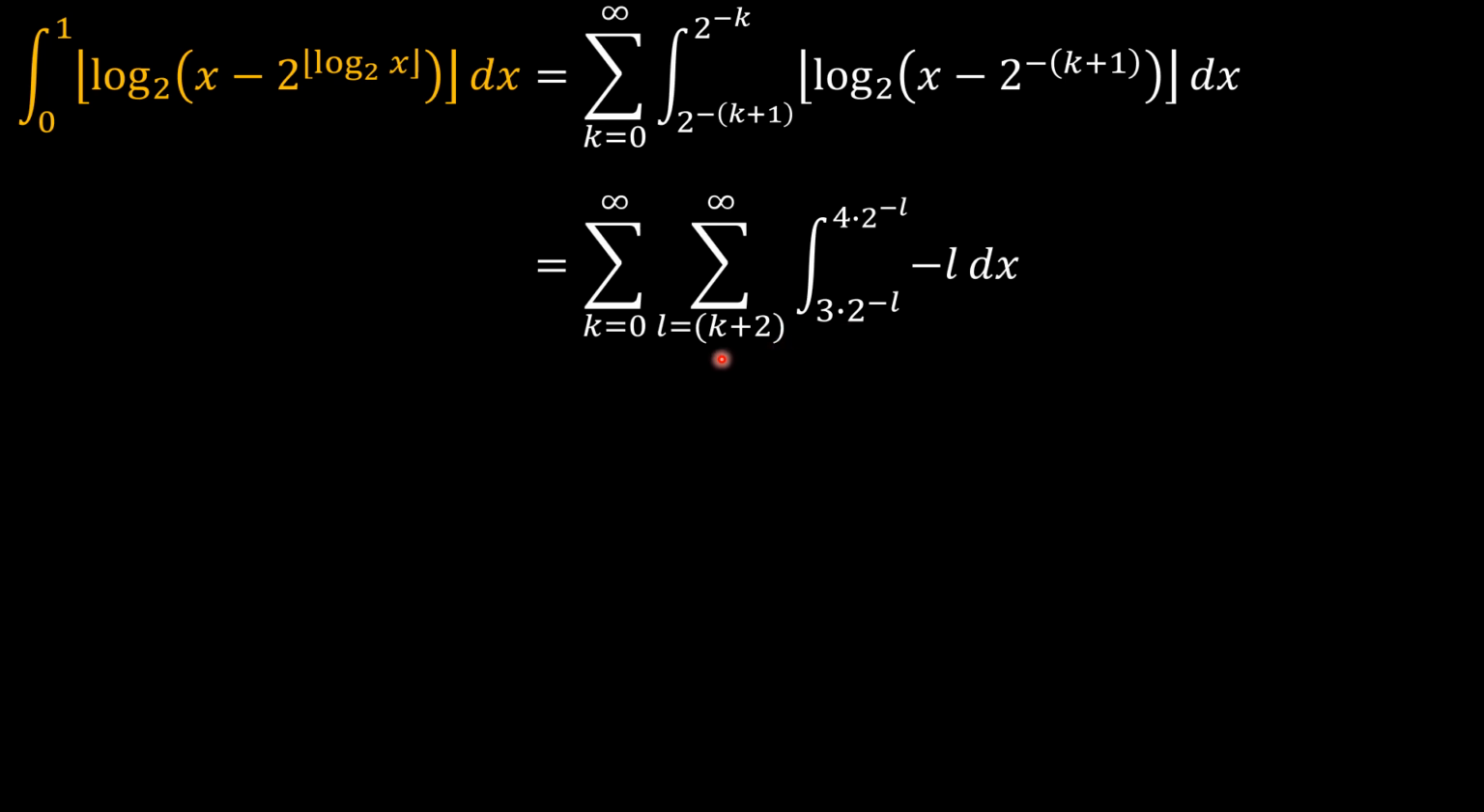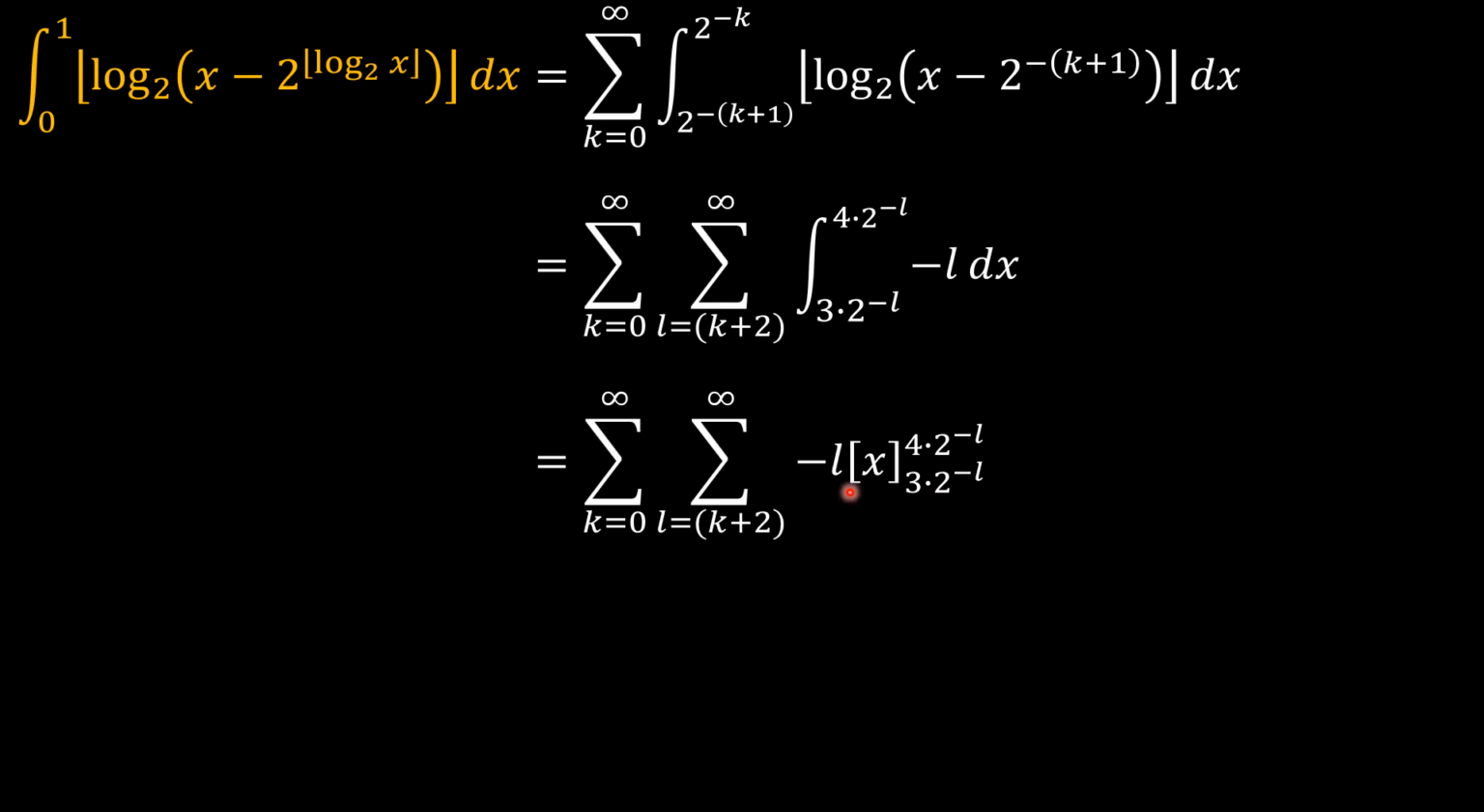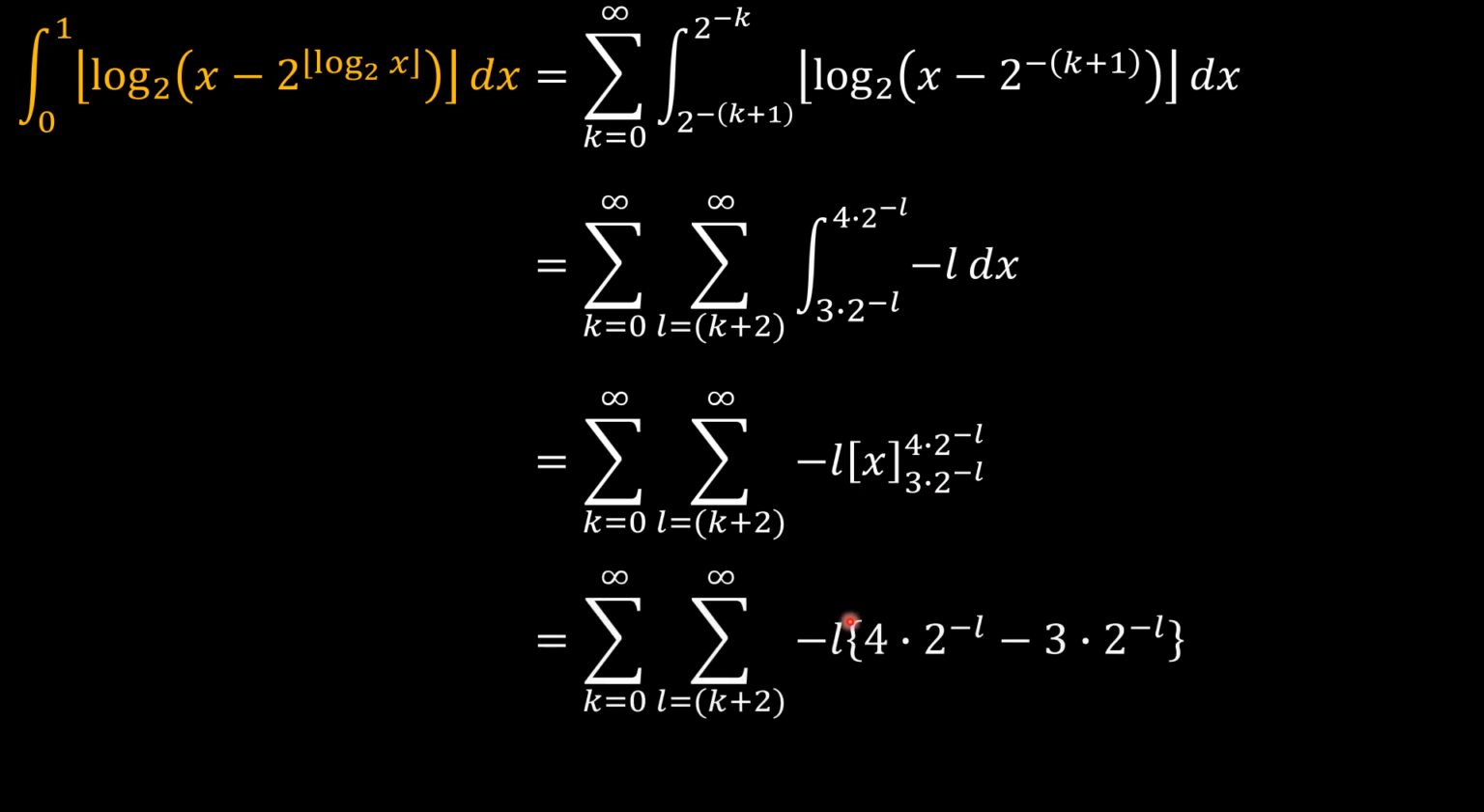At each L we have 3 times 2 to the power negative L to 4 times 2 to the power negative L, and the height is L. We take the height to be L. So that means that we can integrate it, and so that becomes negative L times 4 times 2 to the power negative L minus 3 times 2 to the power negative L.